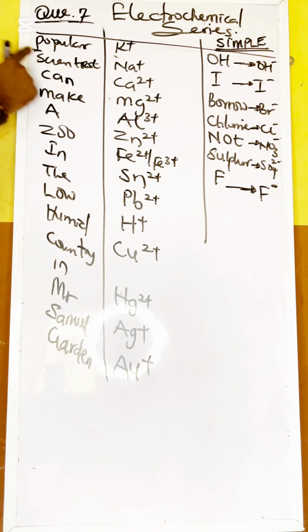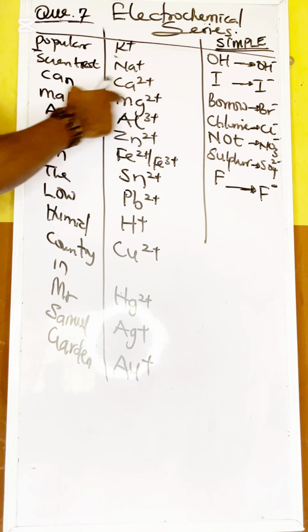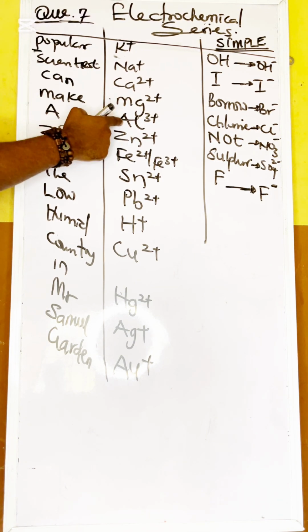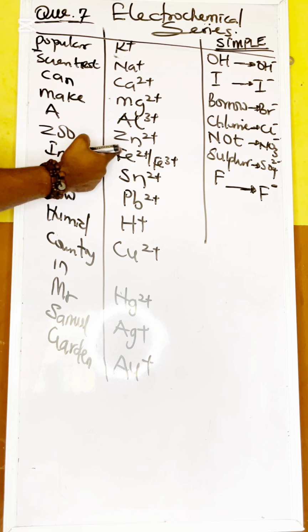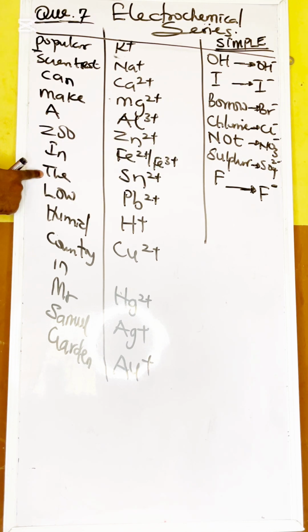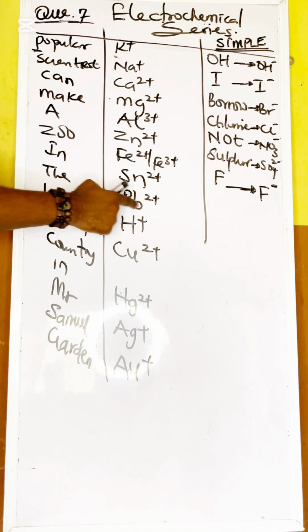This scientist means sodium, Na plus. Can means calcium, Ca2 plus. Make means magnesium, Mg2 plus. A is aluminium, Al3 plus. Zoo is Zn2 plus. In is iron, which can be Fe2 plus or Fe3 plus. D means tin, Sn. Low humid, that's lead, Pb.